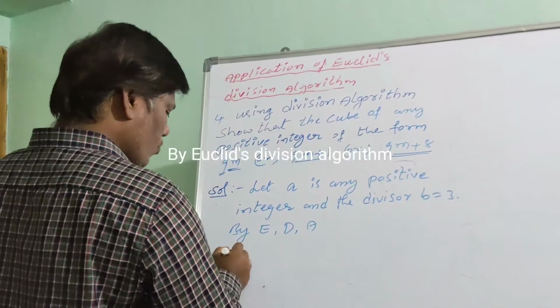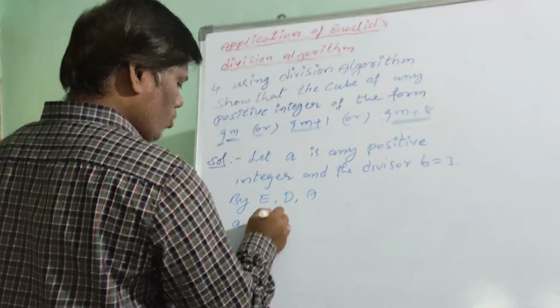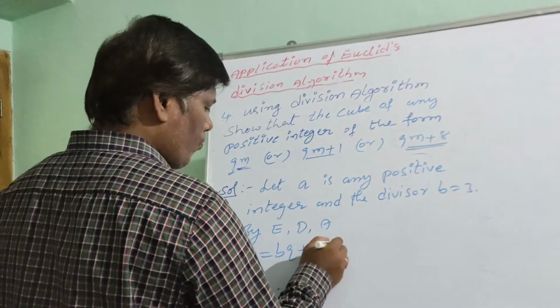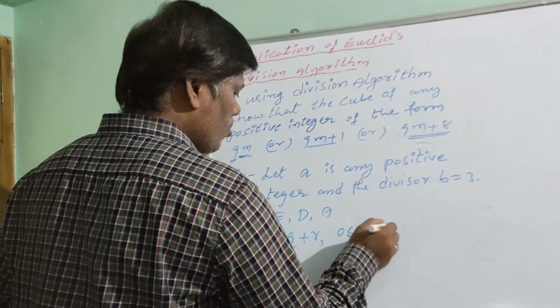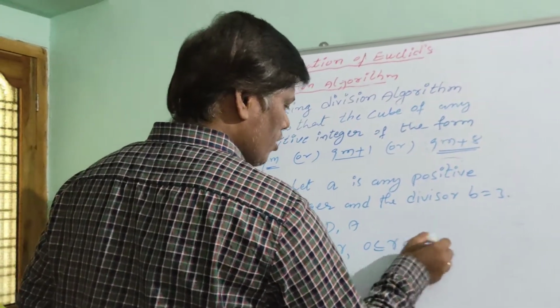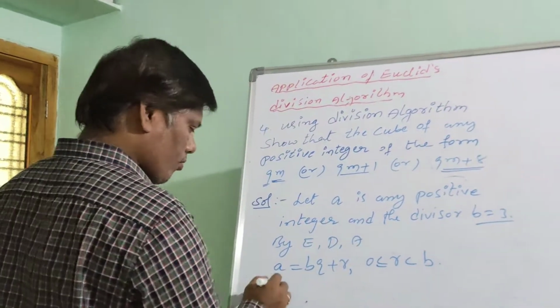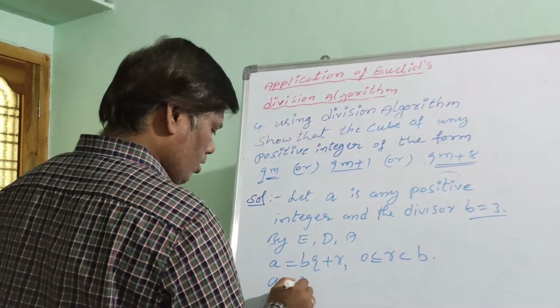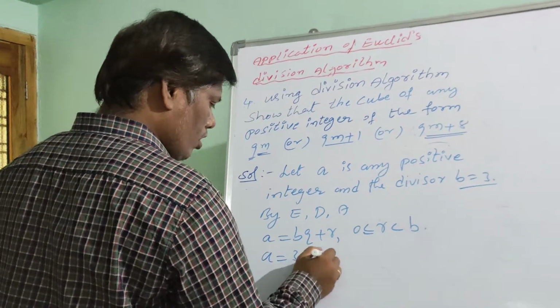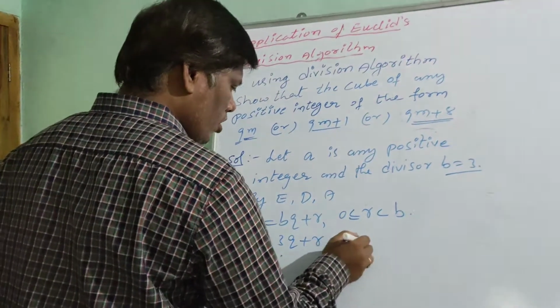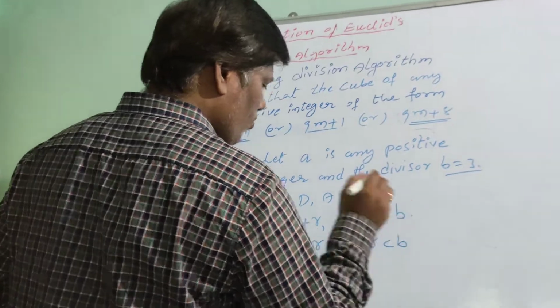Okay, so we will get A is equal to B into Q plus R, where 0 is less than or equal to R less than the divisor B. Here the divisor is chosen as 3. Then A is equal to B, in place of B write 3. A is equal to 3Q plus R, 0 less than or equal to R less than B.